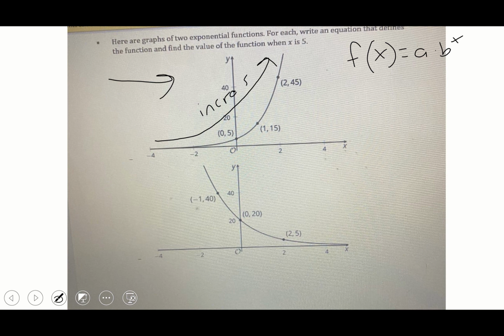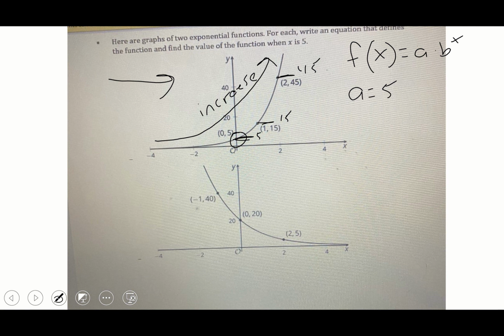So we're going to have a number that's greater than 1, or so I should say greater than 0. Well, my initial value right there is when x is 0, y is 5. So my initial value is 5. Now I'm looking at my y numbers. It's 5, it's 15, it's 45.